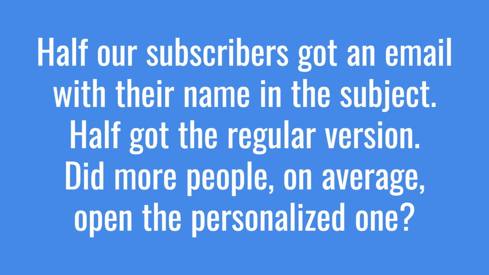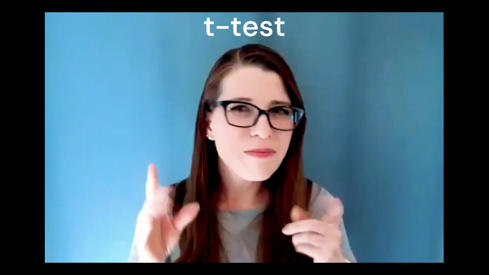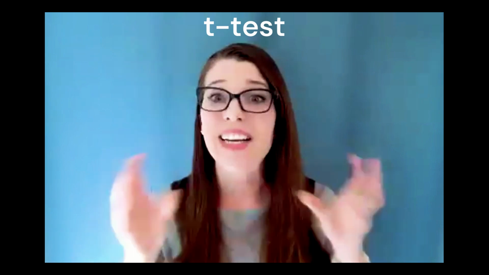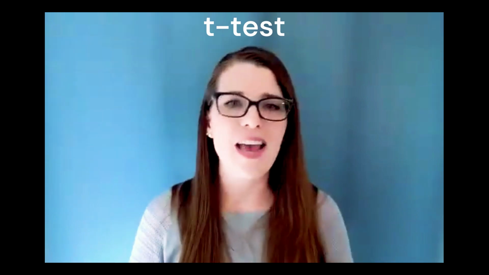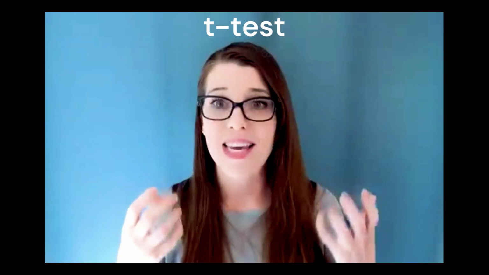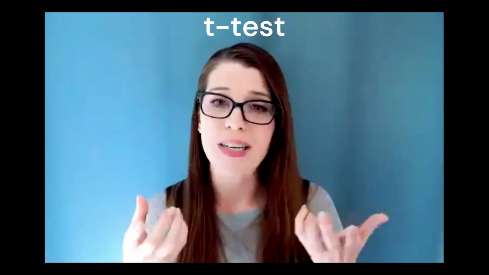Okay, next question. We sent half our subscribers an email with the personalized name in the subject line to see if more people on average would open that one. And now we want to know if it worked. That one's a t-test. It takes a little longer to know what we're assessing there, but breaking it into two, got the personalized name, didn't get the personalized name, and then we would be comparing the average open rates of the emails to see if the personalized one performed better, got more opens.